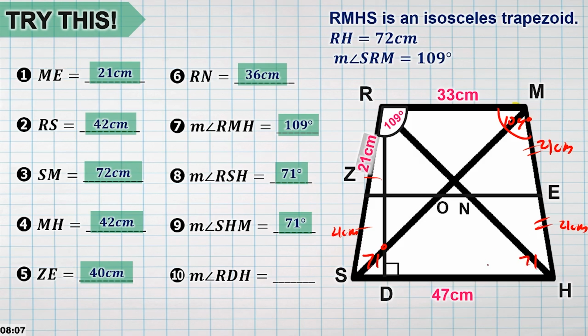Okay, class. What do you think is the measurement of angle RDH? Ito naman daw, angle RDH. Yes, Glenn. 90 degrees po. Very good. Since yan ay considered as altitude, it's not parallel. It's going to be perpendicular to the base of the trapezoid. Therefore, it's going to be a right angle and it's going to be equal to 90 degrees.